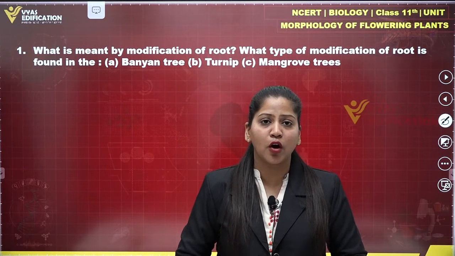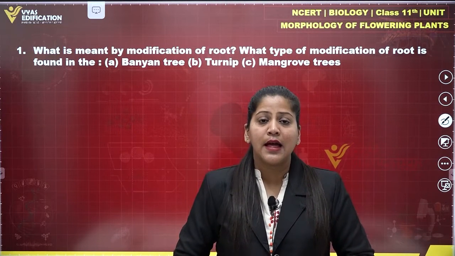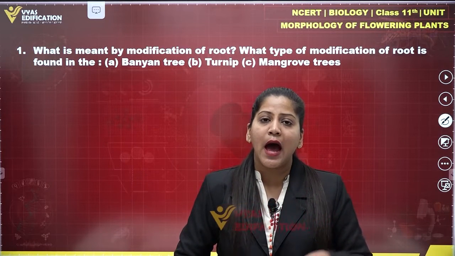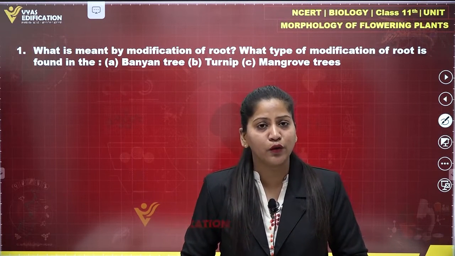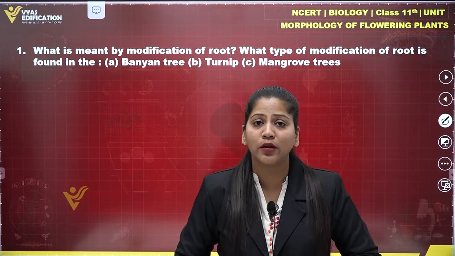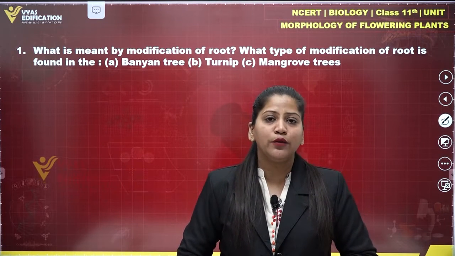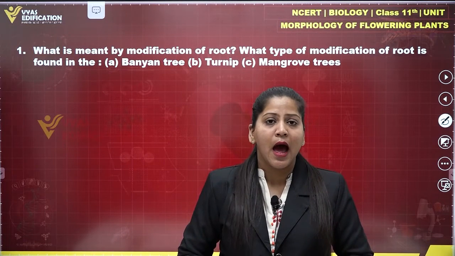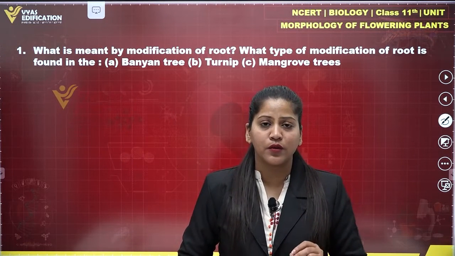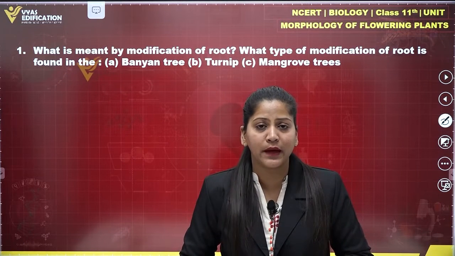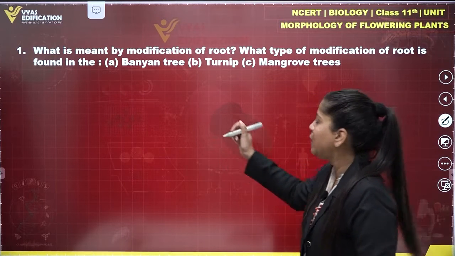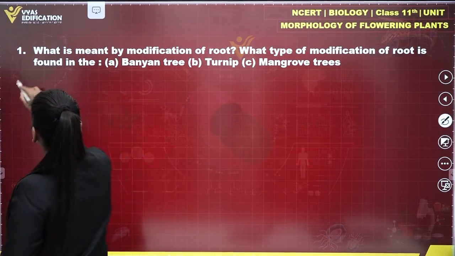The last one, mangrove trees, also have modification of roots, and the modification of roots in mangrove trees is known as pneumatophores. Pneumatophores are the modified roots found in mangrove trees, and these pneumatophores are negatively geotropic branches of taproot. So this is the answer, and we are going to write this answer on the screen.